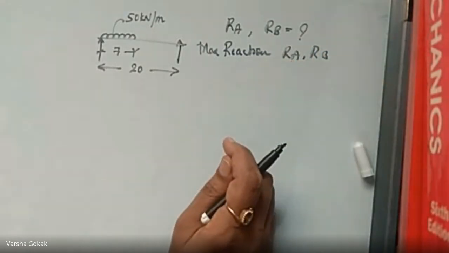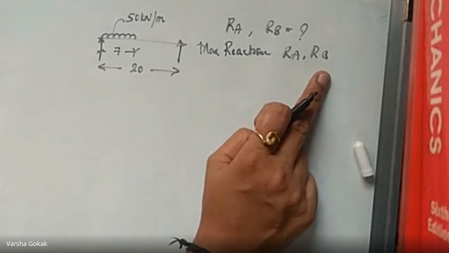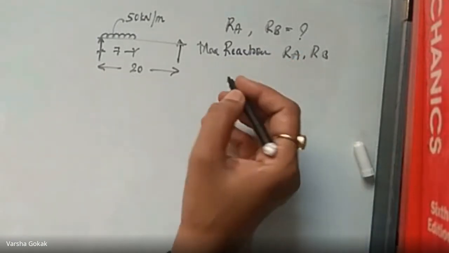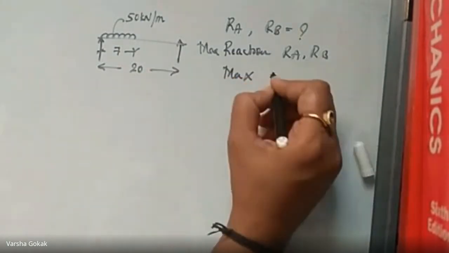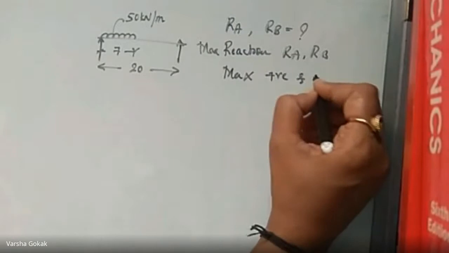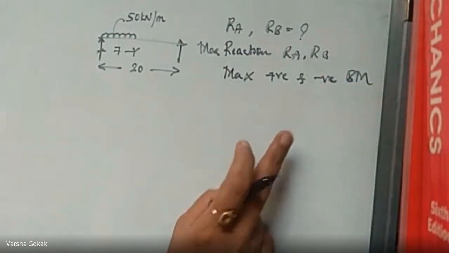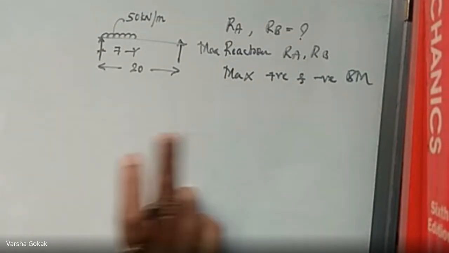So when is it possible? When will I get a maximum value for reaction RA? When will I get a maximum reaction for RB? That is a question. And we have to find the maximum positive and negative bending moment and shear force. This all has to be got from the influence line diagram only. Okay, so this is the figure.